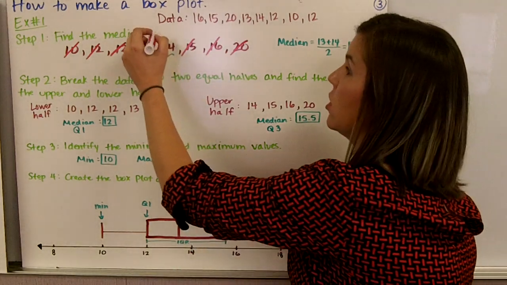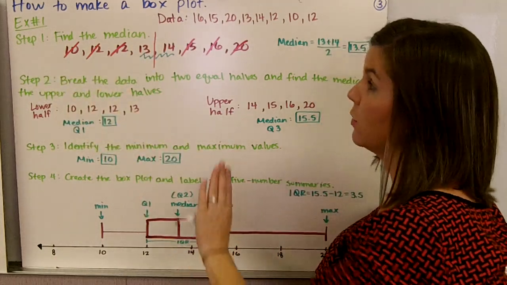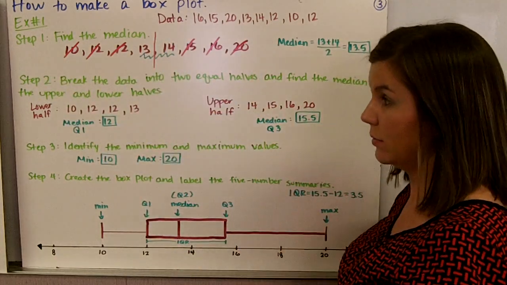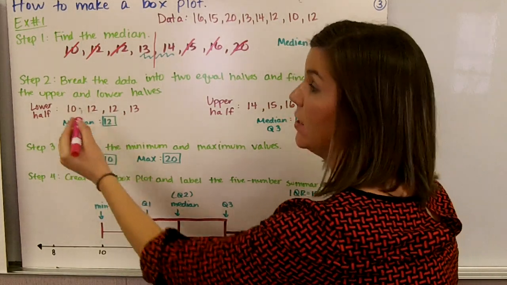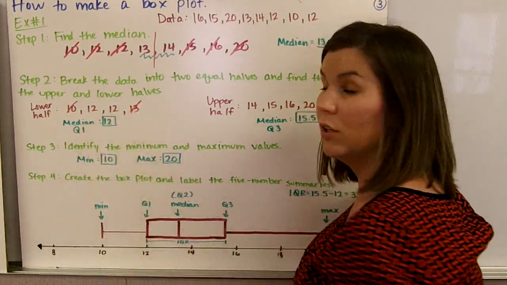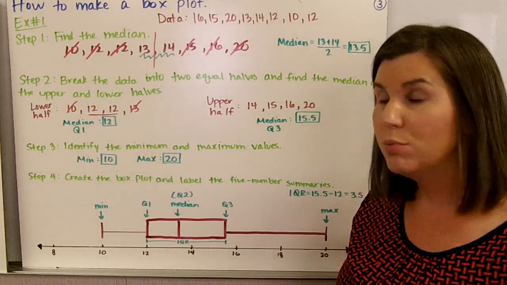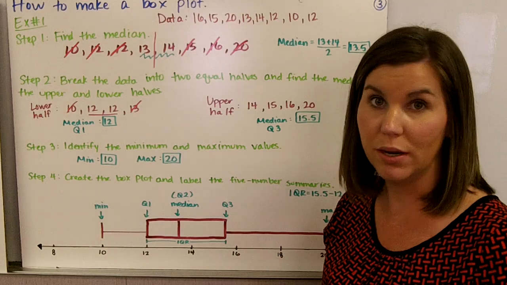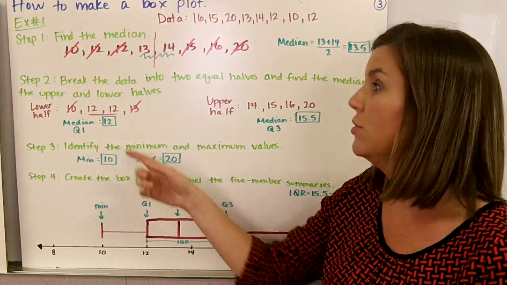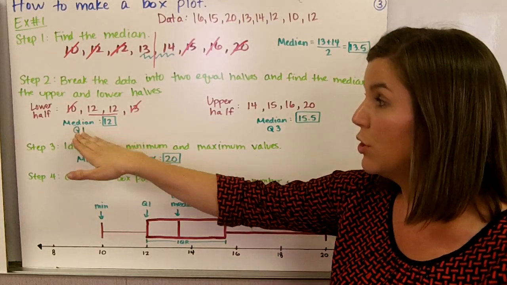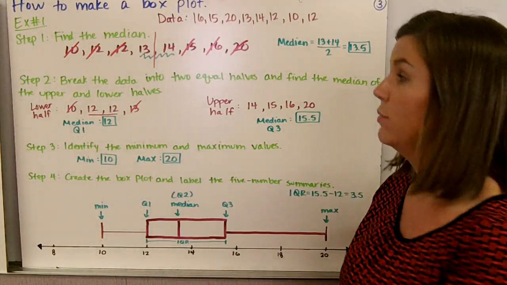Here's our data, and if we split it into 2 halves, here's the lower half and the upper half. To find the median of this data, we're again going to mark off low and high until we reach the middle value, or the 2 middle values. In this case, we have 12 twice. So 12 plus 12, 24, divided by 2, again is 12. So Q1, or the median of the lower half, is 12.